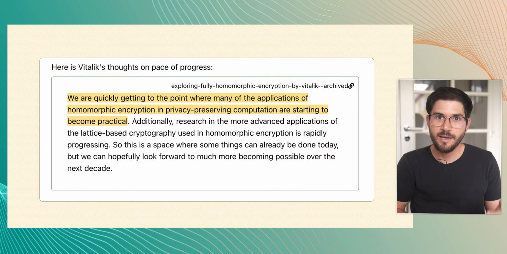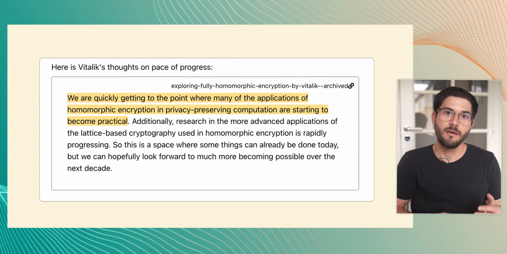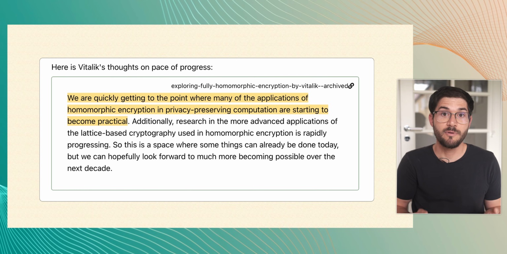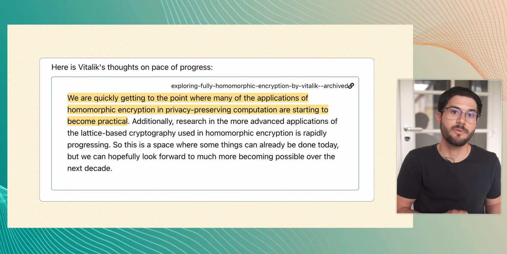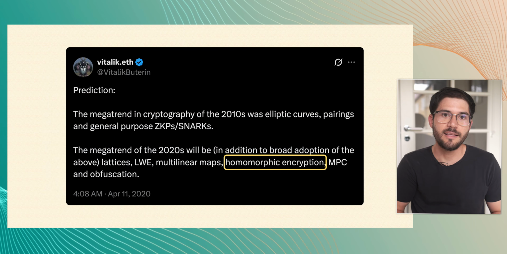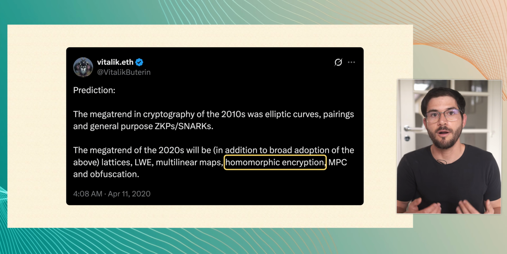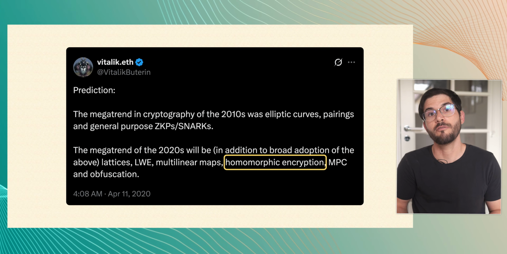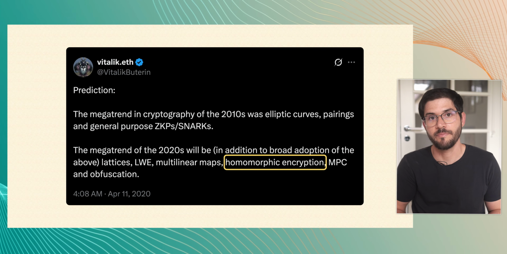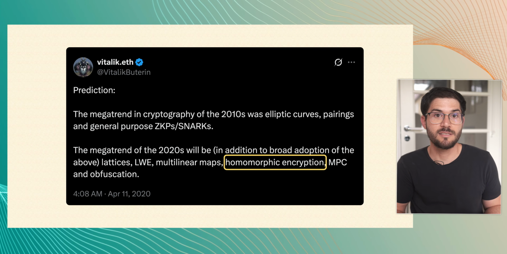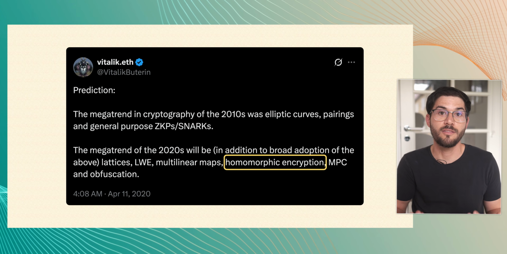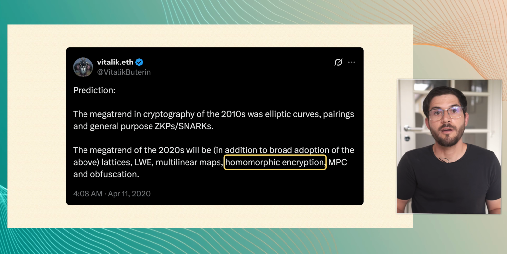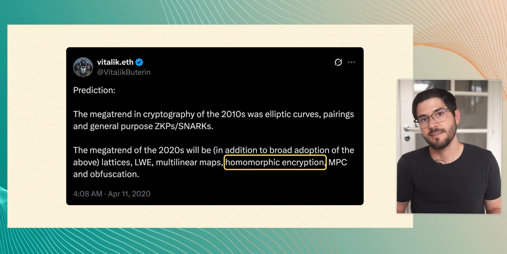So we are quickly getting to a point where many of the applications of homomorphic encryption in privacy-preserving computation are starting to become practical. Additionally, research into the more advanced applications of lattice-based cryptography used in homomorphic encryption is rapidly progressing. So this is a space where some of the things can already be done today. We can hopefully look forward to much more becoming possible over the next decade.